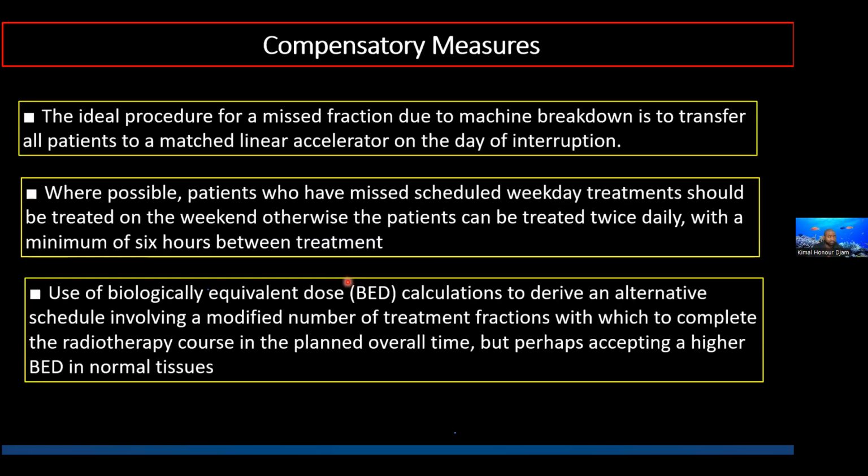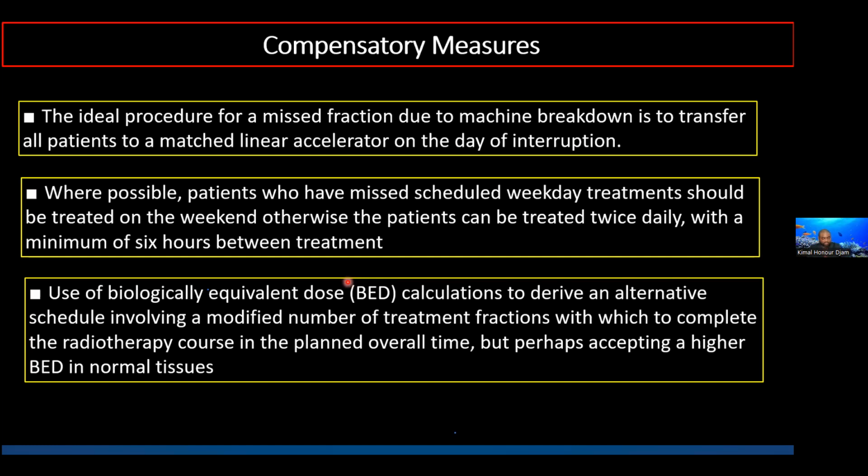treatment of the patient. Now, for the compensatory measures, the ideal procedure for mistreatment due to machine breakdown essentially is to transfer all patients to a matched machine on the day of interruption. Where possible, patients who have missed scheduled weekly treatment should be treated on the weekend. Otherwise, the patients can be treated twice daily with a minimum of 6 hours between treatments.